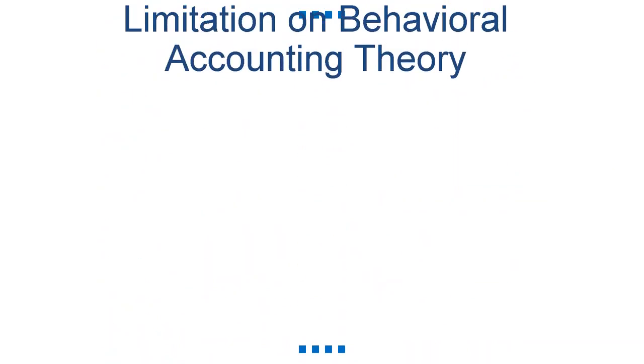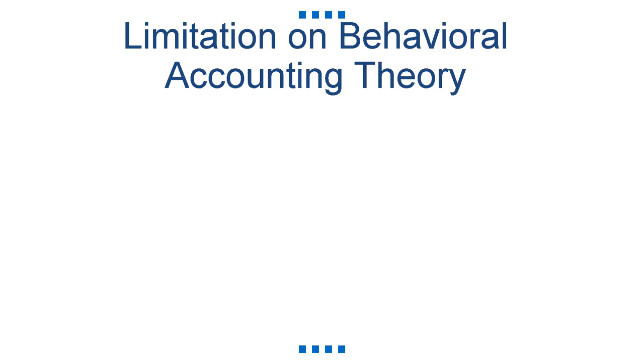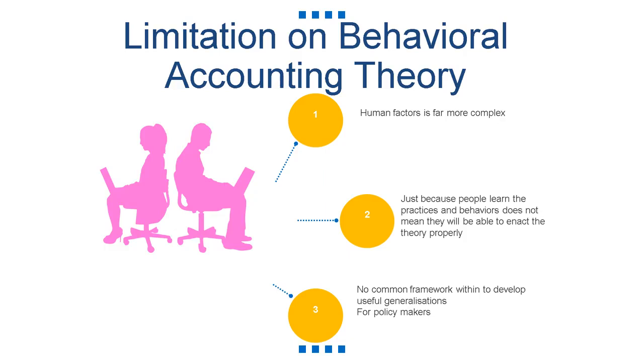So next we move to the limitations of behavioral accounting theory. For the first one, human factors are far more complex. This is because humans are difficult to determine and may involve other factors that can't be controlled, such as emotion and problems they face, and also phobia.